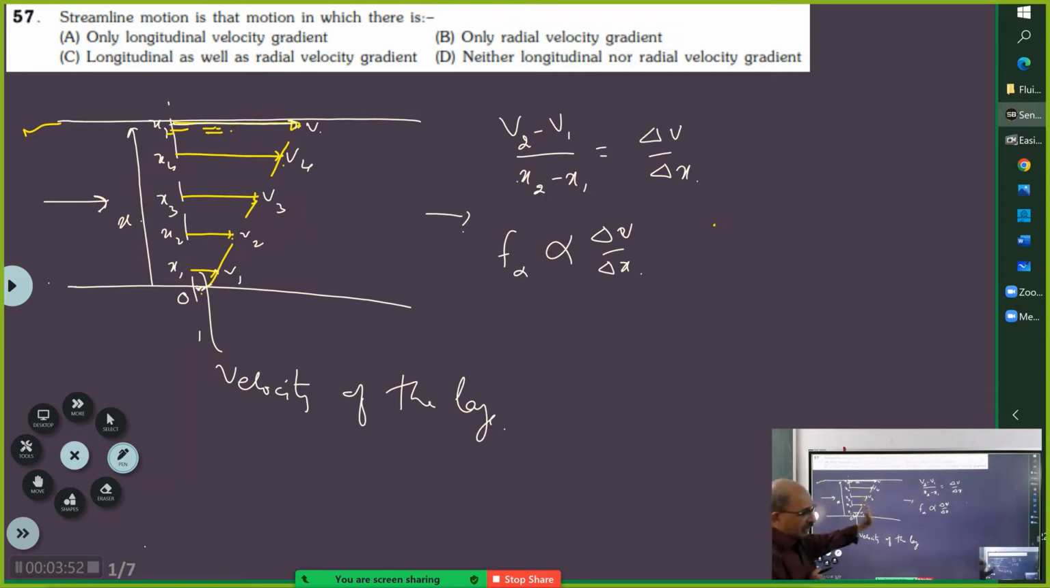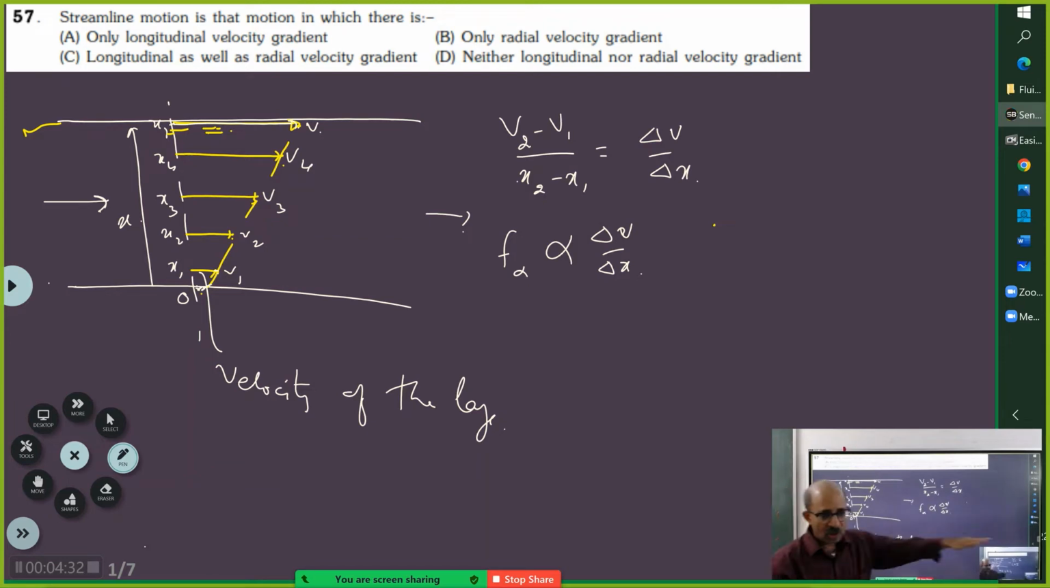Streamline motion. So, this you have learned under the heading streamline motion, viscosity. Streamline motion is a motion in which there is only longitudinal velocity gradient, not radial velocity gradient. So now if you look at the river, say the river is flowing in front of you. You will find the velocity gradient like this between different layers. Now do you see it increasing radially like this? Or do you see velocity increasing in this direction only, isn't it?